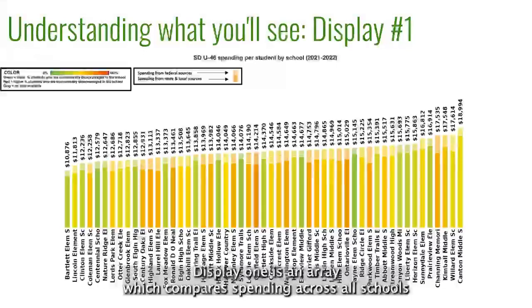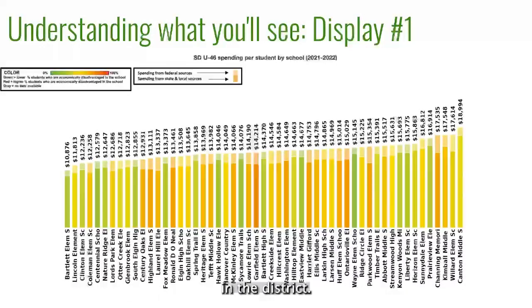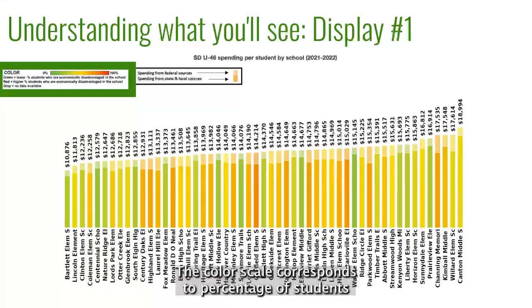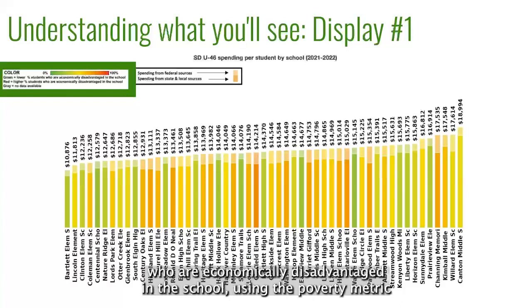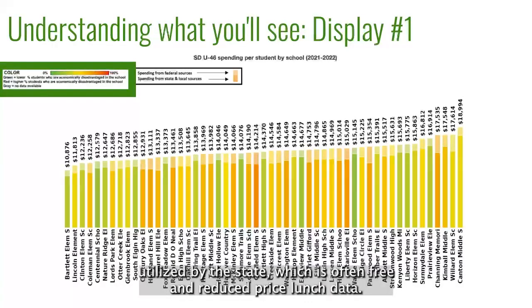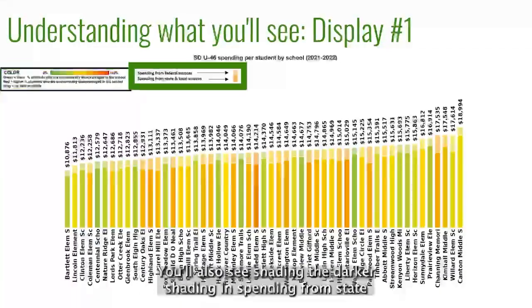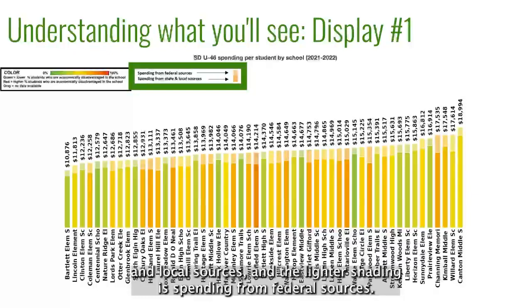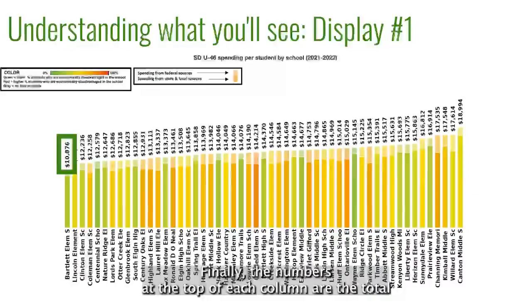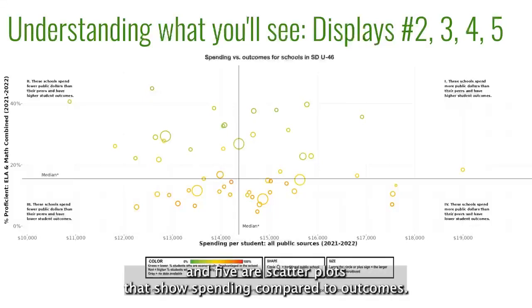Display 1 is an array which compares spending across all schools in the district. Looking at Display 1, you'll see a color scale. The color scale corresponds to percentage of students who are economically disadvantaged in the school, using the poverty metric utilized by the state, which is often free and reduced price lunch data. You'll also see shading. The darker shading is spending from state and local sources, and the lighter shading is spending from federal sources. Finally, the numbers at the top of each column are the total dollars spent per student at that school.